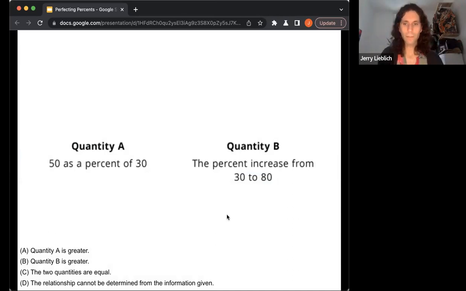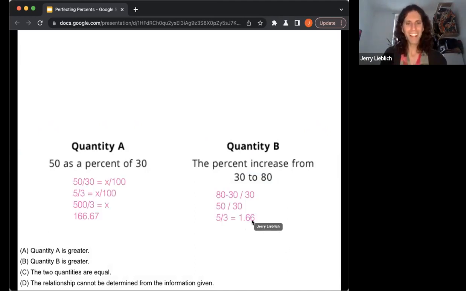Quantity B is a percentage, so you need to multiply by 100, I'm hearing. You are so right. Thank you. I'm so sorry. All right, so we do that, and then we multiply by 100, and we get 166.67. And now they're equal. Thank you so much. It has been a long day. So that's why our answer is C.